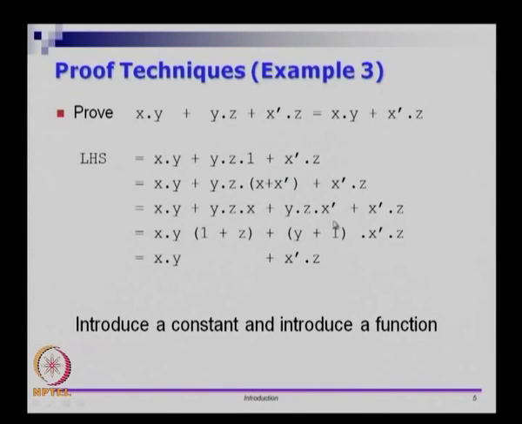Similarly we see that there is x bar z which is common to this term and this term. We can take that out and we have y or 1. We know that 1 or z is 1 and y or 1 is 1. So it simplifies to xy or x bar and z. What happens is this term vanishes and you have xy or x bar and z.